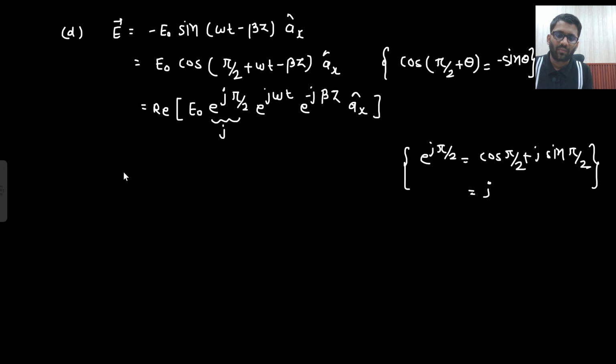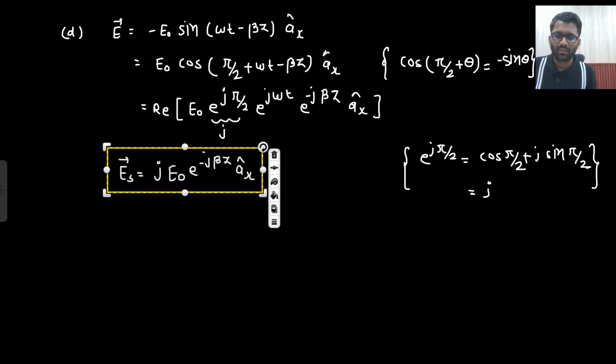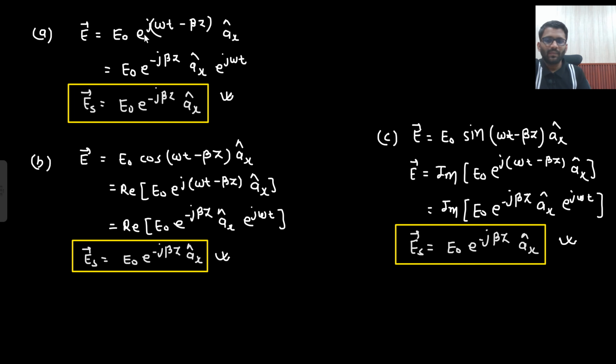So let's write it down a bit below, that your phasor is coming out to be j E naught e to the power minus j beta z Ax cap. Okay, so this is the phasor. So this is how we can write down the phasor. This does not represent anything, but what did you understand here? That this was my electric field. It has the phasor of this. So e to the power j omega t minus beta z, cos omega t minus beta z, and sin omega t minus beta z all have the same phasor.